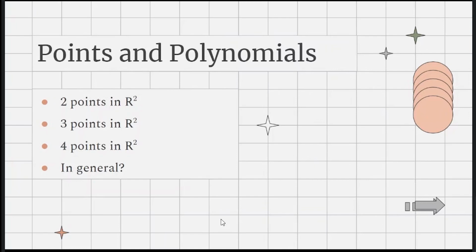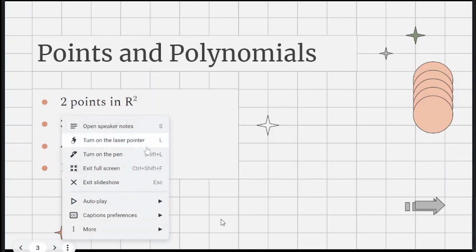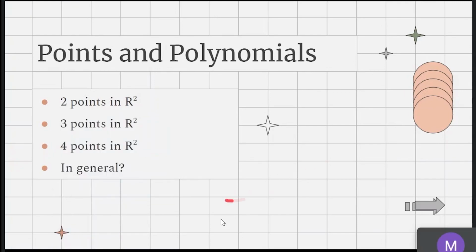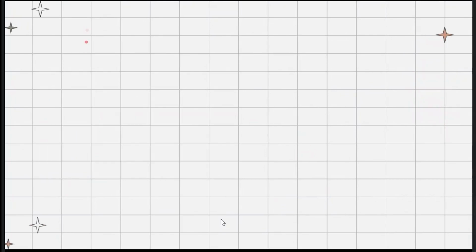We know we are comfortable with the 2D space. So say we have 2 points, right? Just let me know if you're able to see when I write here. Is this visible? Yeah. Okay. So right now, say we have 2 points in R2.